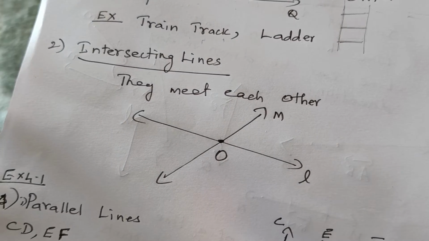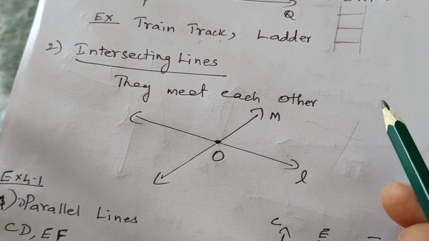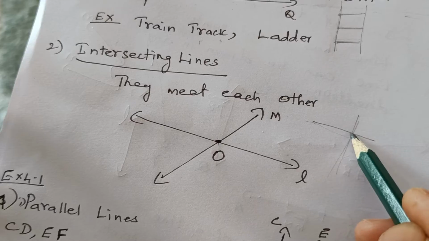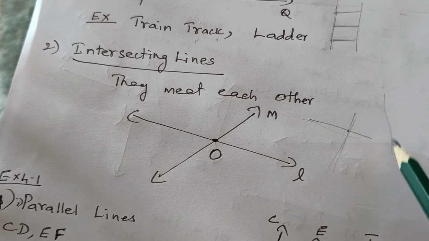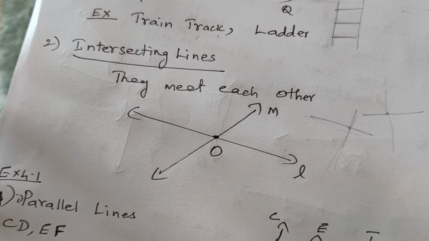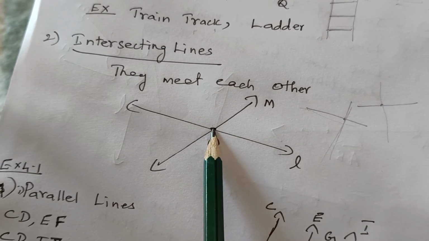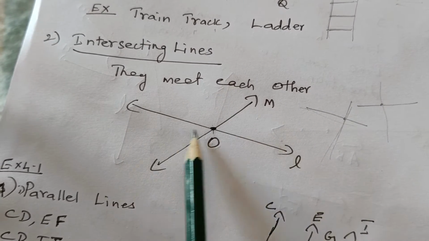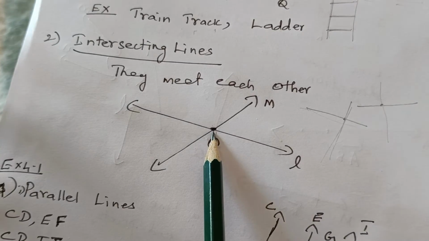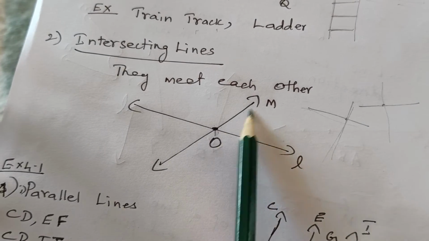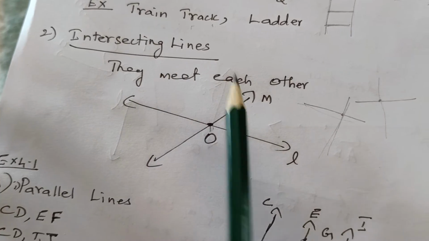If you want, you can draw any number of lines. Try to make them meet. They can meet only at one point. If you draw two lines, they meet only at one point. So this meeting point is called the point of intersection. The point where the lines are meeting is called the point of intersection, and the lines are called intersecting lines.